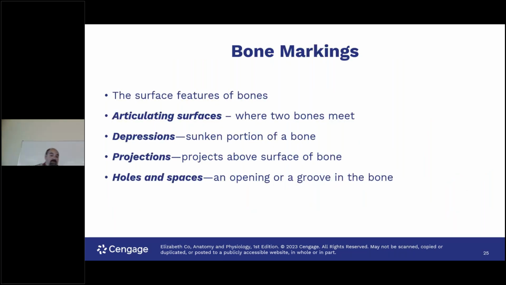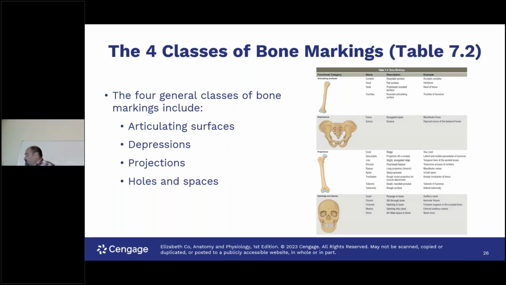Now, the bone markings. So, what's an articulating surface? You need to know these terms, and by creating flashcards, just cards where you're looking at a term and its definition, this is going to help you for your practical examination. Depressions, projections, holes and spaces. Here you have examples in this table.